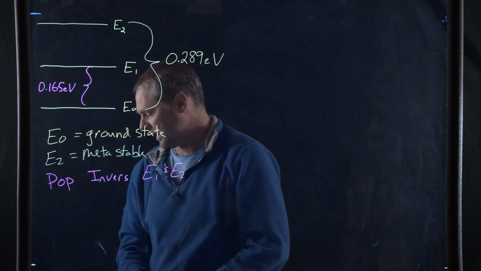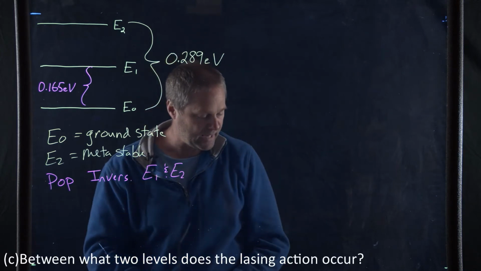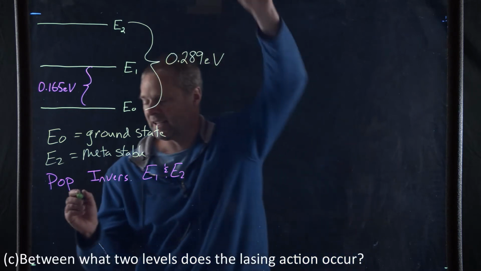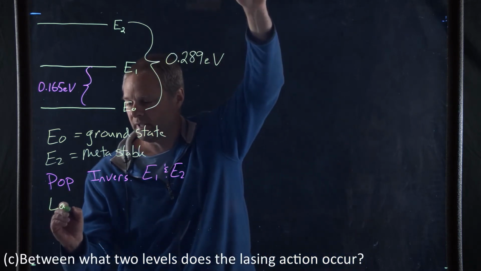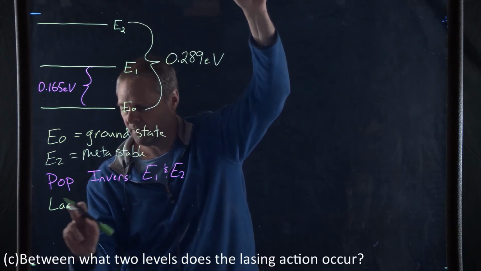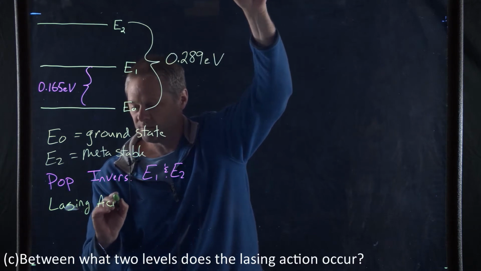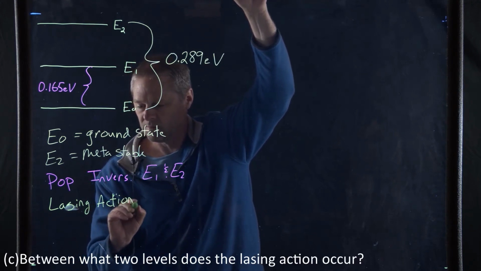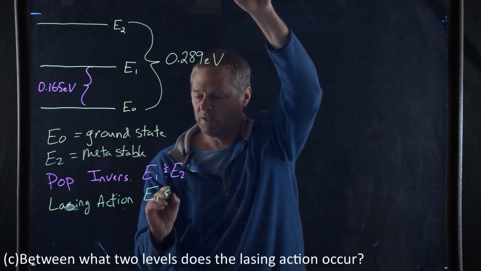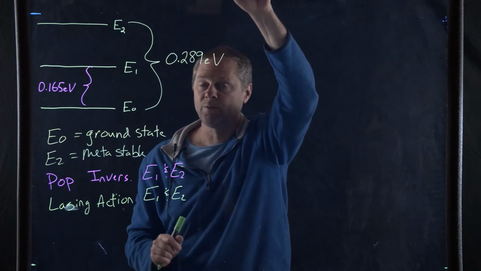Now part C reads, between what two levels does the lasing action occur? So if we're looking at the lasing action, I already wrote an A. If we're looking at the lasing action, it's going to occur between E1 and E2 because that's where the population inversion occurs.